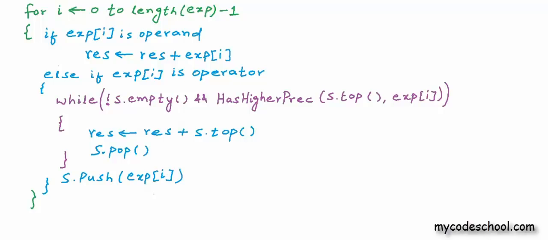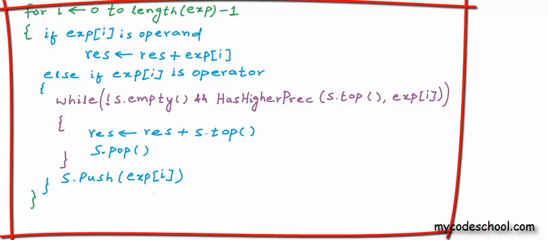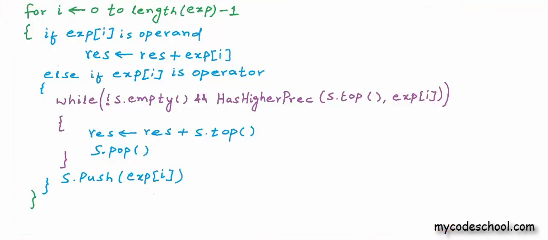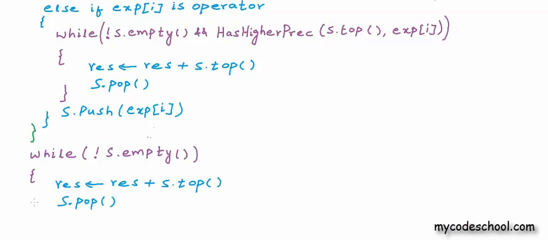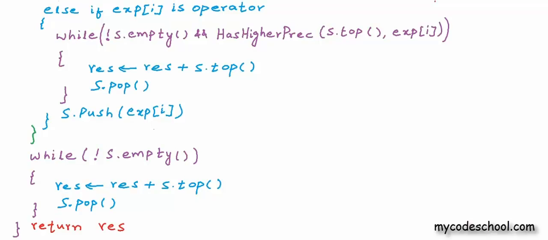Okay, so this is the end of my for loop. At the end of it, I may have some operators left in the stack. I'll pop these operators and append them to the postfix string. I'll use this while loop. I'll say that while the stack is not empty, append the operator at top and pop it. And finally, after this while loop, I can return the result string that will contain my postfix expression. So this is my pseudocode for whatever logic I've explained so far.